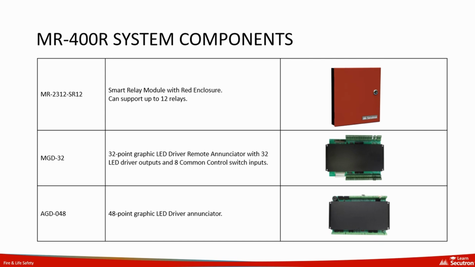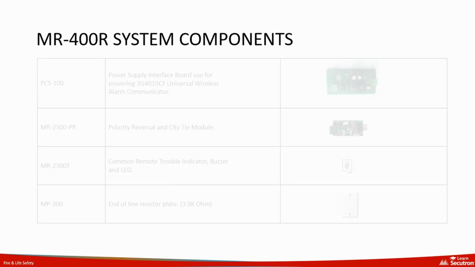Additional system components include the MR-2312SR12 Smart Relay Module with 12 relays. For annunciator functions, the MGD32 is a 32-point graphic LED driver annunciator with 32 outputs and control switch inputs, and an adder display AGD048 provides an additional 48-point graphic LED driver.